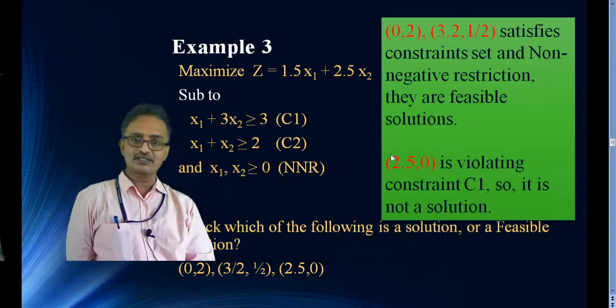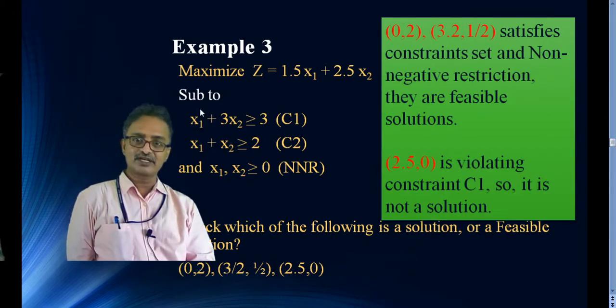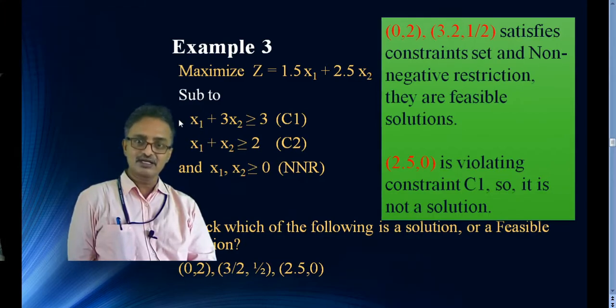But when you look at the third point, which is given as (2.5, 0), it violates the first constraint by not satisfying it. Therefore, that is not treated as a part of the solution space for the given problem.